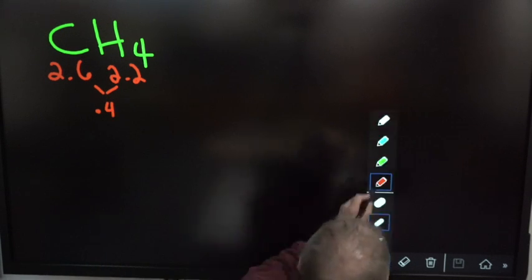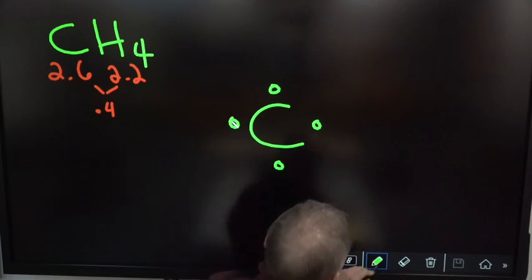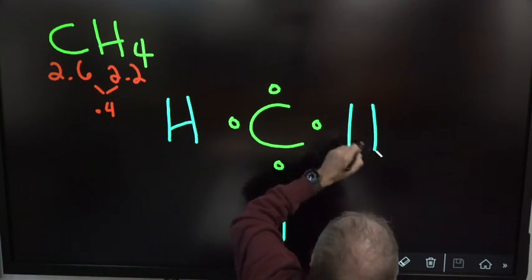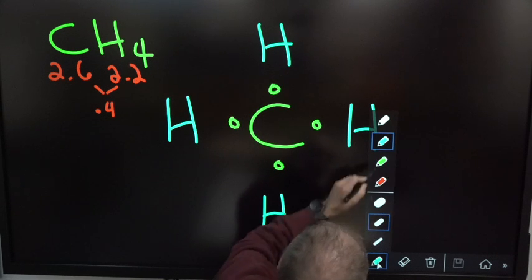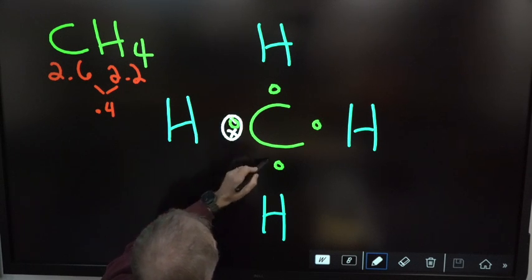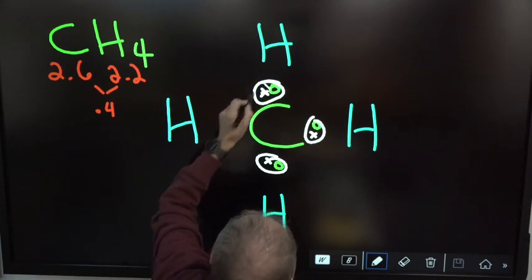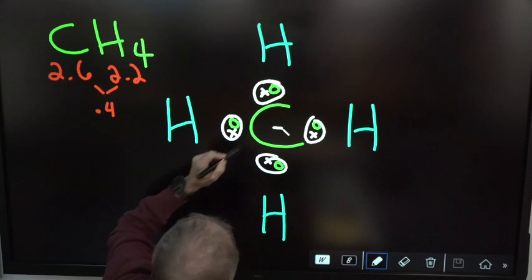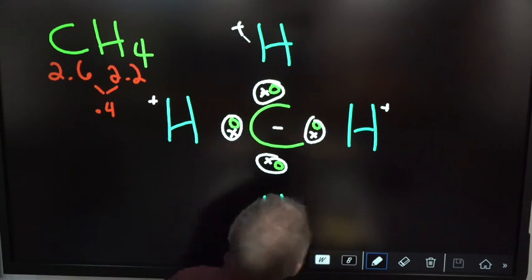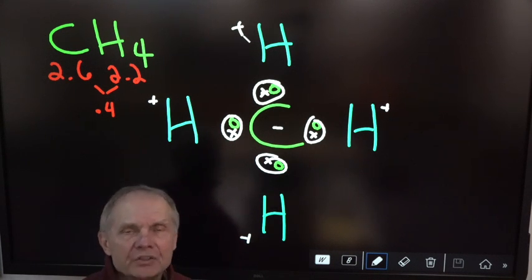So now, carbon, 1, 2, 3, 4. Hydrogens, 1 here, 1 here, 1 here, and 1 here. The shared pair is a little bit closer to carbon, just a little bit, because carbon's more electronegative. So now what we know is carbon is slightly negative, and the hydrogens are slightly positive, slightly positive, slightly positive. Now, we know that in CH4 these are all polar bonds, unequal sharing.